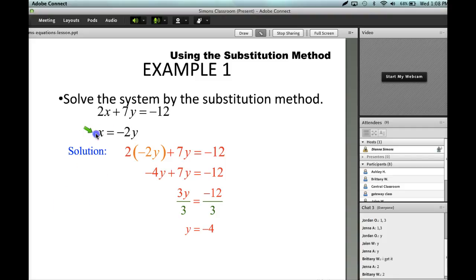Yeah, it's easier to put it right back here. Either one will work, but 2 is easier. Okay, so we're going to put in negative 4 for x, and we get that y is negative 4, and x is 8. So 8, negative 4 is our solution.